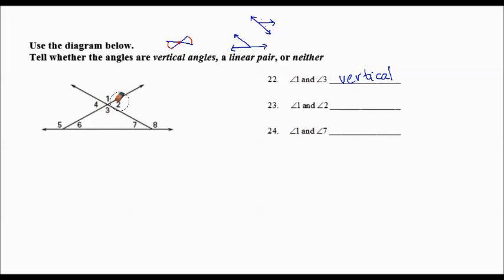Now we're talking about angles 1 and 2. So here's 1, and actually if I keep going on angle 2, that would be a straight line on the bottom, which is what we have for linear pairs, so that's what I'm going to call it.